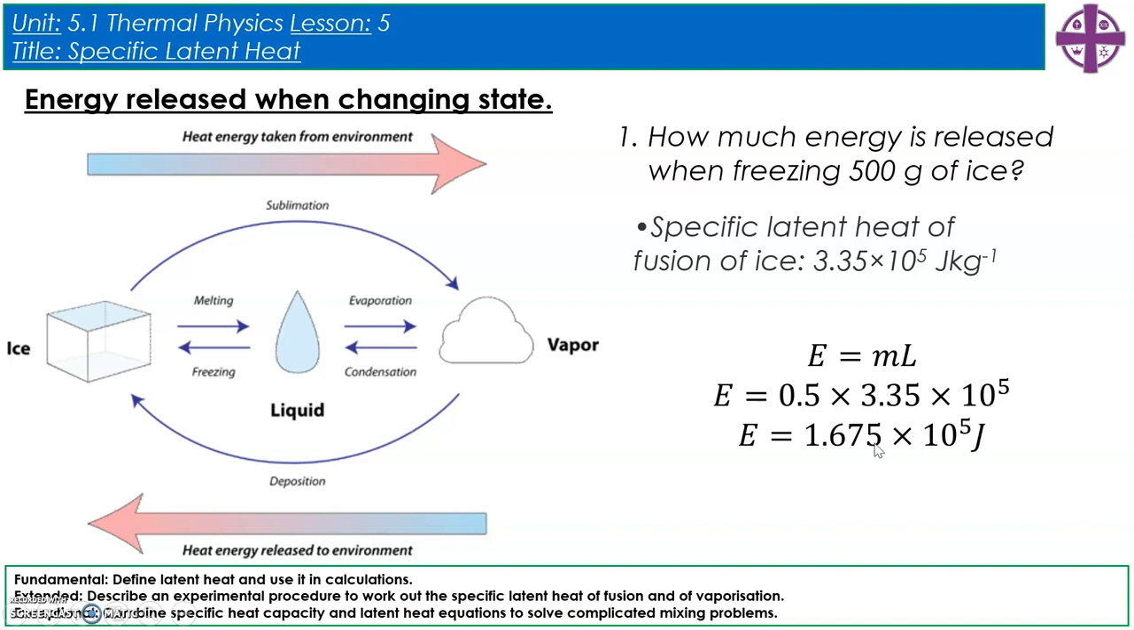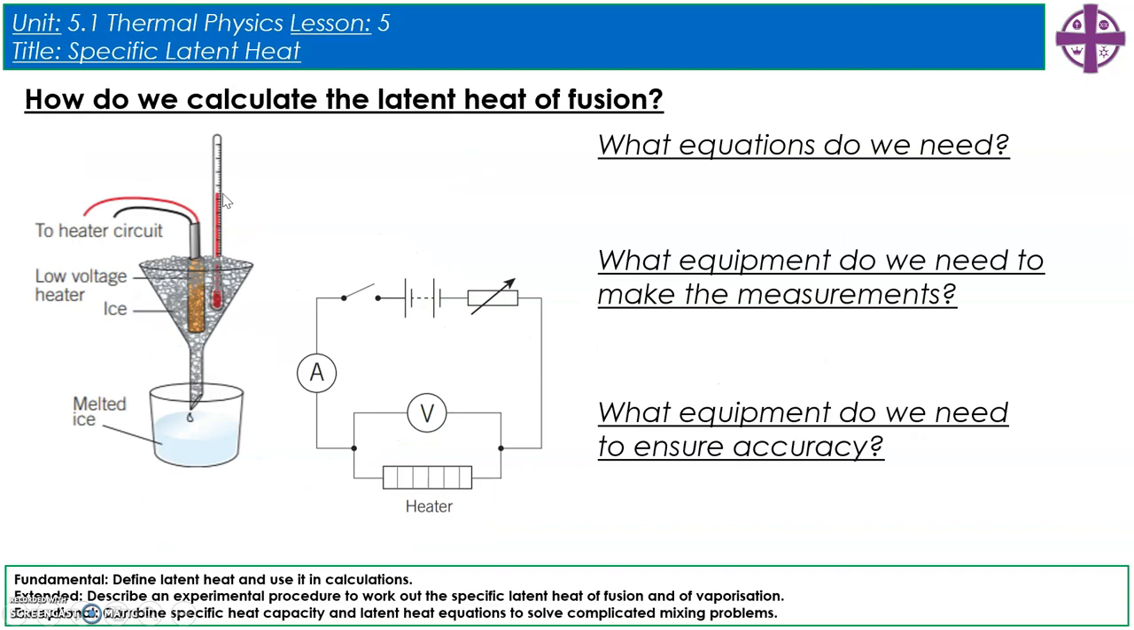But this time, this is the energy that is released by the water as it freezes, rather than the energy we need to give it to melt, which is what we did first time. How do we calculate latent heat of fusion?